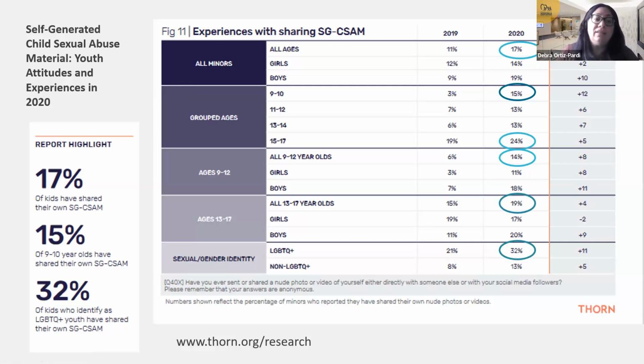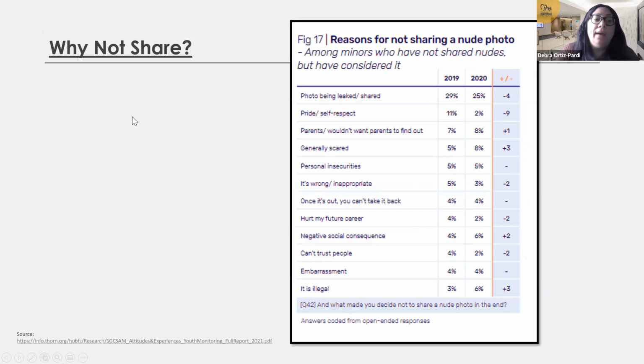So what is this all telling us? It's telling us that kids at younger and younger ages are starting to engage in this. And we need to make sure that we're including messaging and not waiting and starting when kids are teenagers to talk about these things. We want to talk to younger kids too.